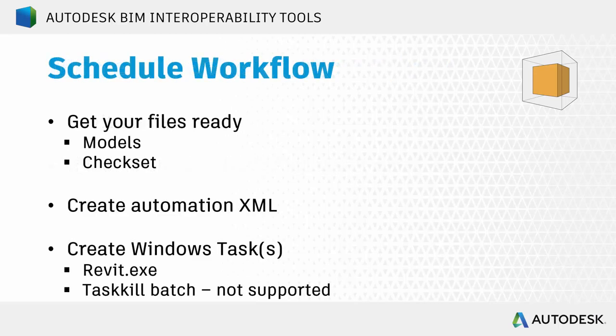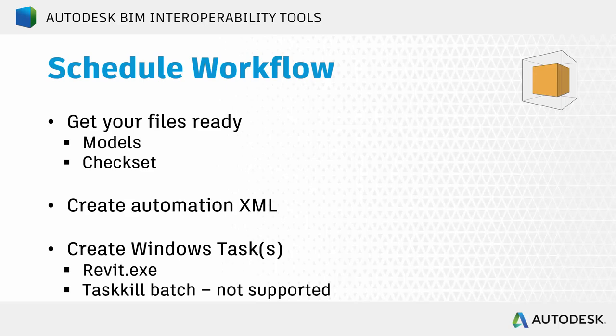So you need to get your files ready. Obviously, you need to have your model set. You need to have your model checker check set. You need to create your automation XML file. And then we're going to create two tasks in this video. One is to run Revit, and then another one is to shut Revit down. In the Revit API, there is no supported method to close Revit itself. So we're going to try a little cheat, a little workaround that's going to close Revit for us and keep it closed, obviously, until the next time that we run it.